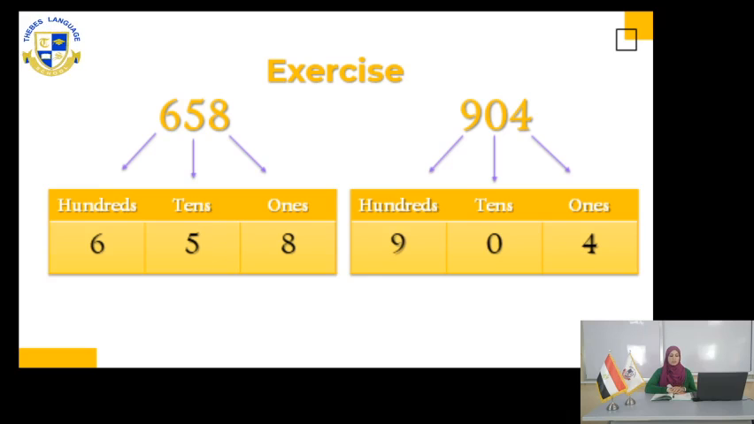In the next page, you have 658. We want to know the place value of the numbers. You have 8 ones, 5 tens, and 6 hundreds. The number 904. Remember, we said that every zero, the value of this zero is always 0. So you have 904, 4 ones, 0 tens, and 9 hundreds.